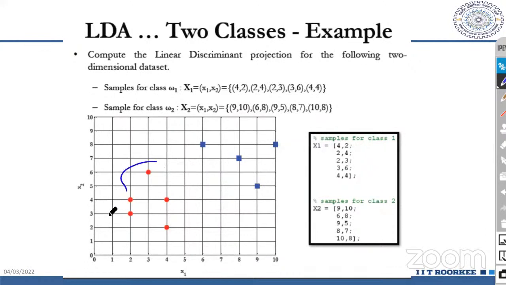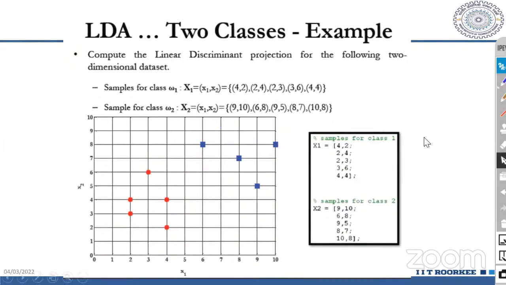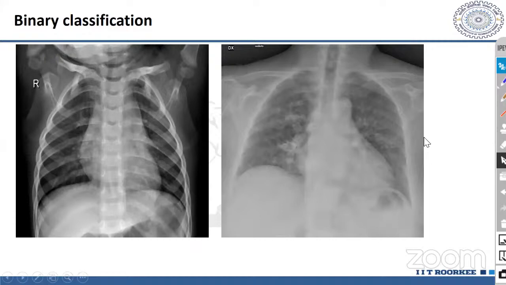Suppose there are two classes. One is the red class, the dotted red class. Another one is the blue square class. Now I want to do the classification based on linear discriminant analysis. You know what is meant by a binary class. For example, this is a binary class.